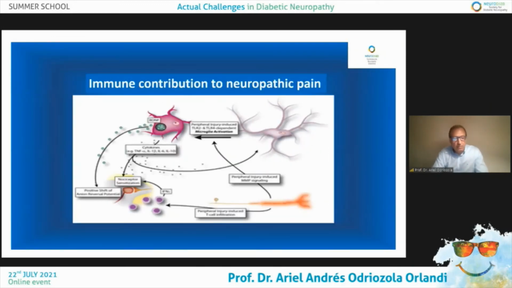And also, the immune contribution to neuropathic pain. Innate and adaptive immune cells in the periphery and spinal cord can sensitize primary nociceptor and secondary nociceptor neurons respectively to produce pain hypersensitivity.